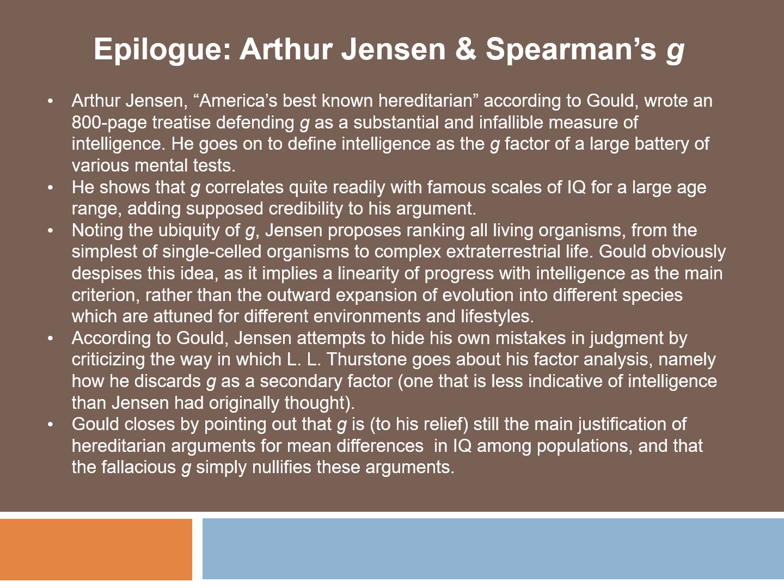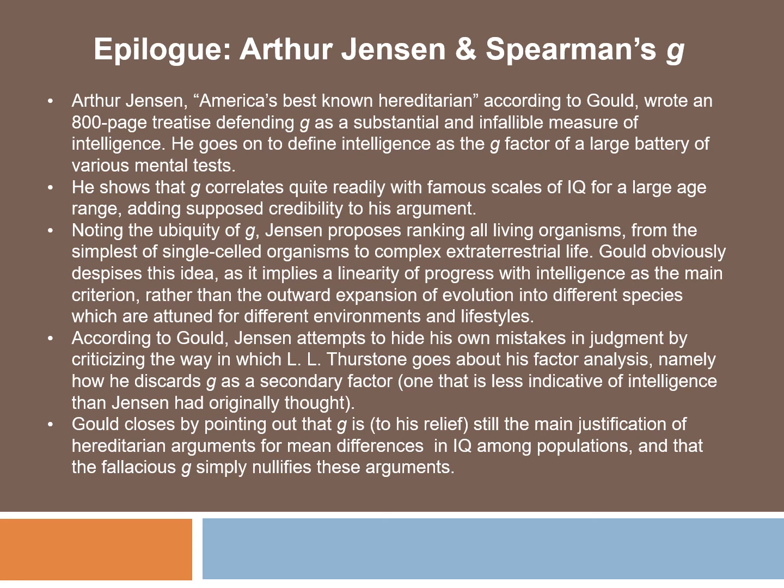So according to Gould, Jensen attempts to hide his own mistakes in judgment by criticizing the way in which L.L. Thurstone goes about his factor analysis, namely how he discards G as a secondary factor, one that is less indicative of intelligence than Jensen had originally thought.